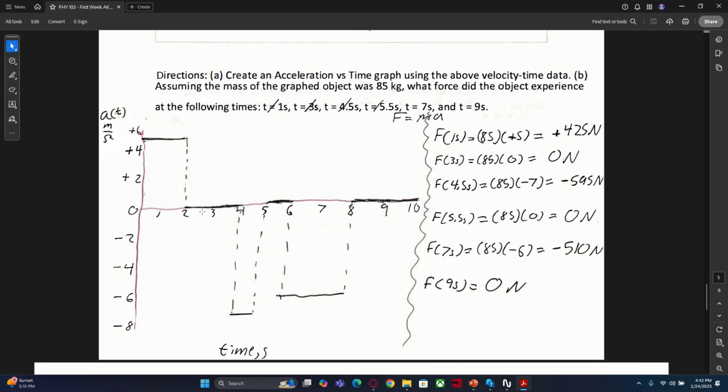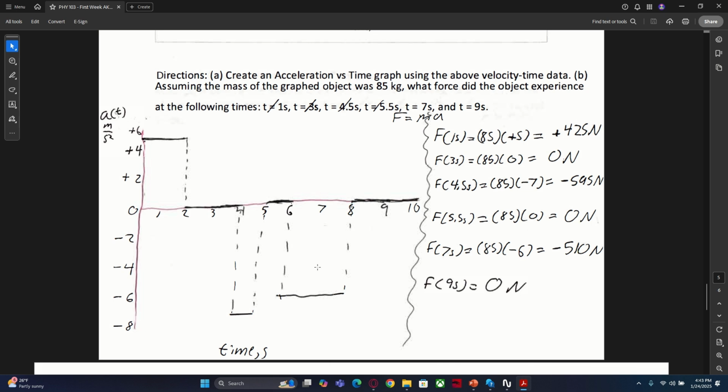At 3 seconds, our acceleration is 0. So 85 times 0 is 0 newtons. At 4.5 seconds, we are at this point. So acceleration equaled negative 7. 85 times negative 7 meters per second squared gets us to negative 595 newtons. At 5.5 seconds, well, our acceleration is 0. Therefore, our force has to equal 0.